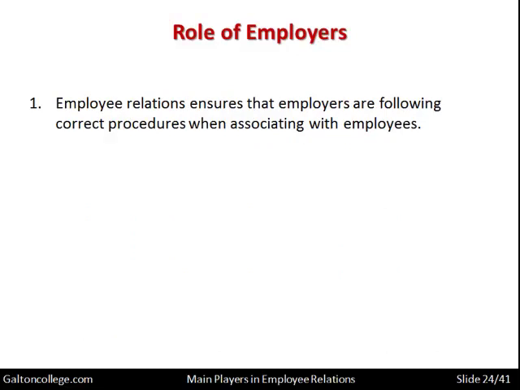Employee relations ensures that employers are following the correct procedures when associating with employees. The whole arrangement of meeting and dealing with each other should be set out and should be clearly understood. What's permissible and what's not permissible, what should be discussed and not discussed, and how should the process be conducted. There should be some framework within which it takes place.